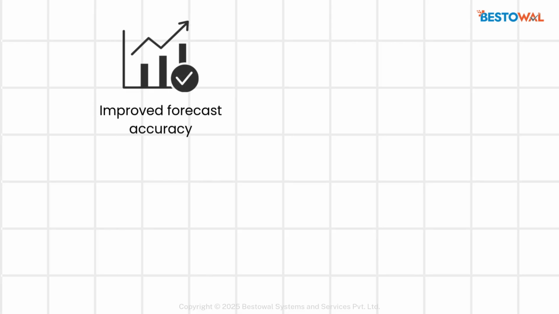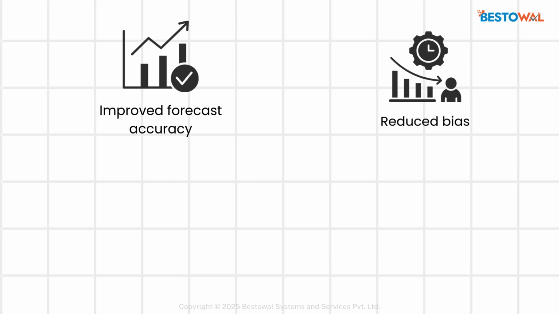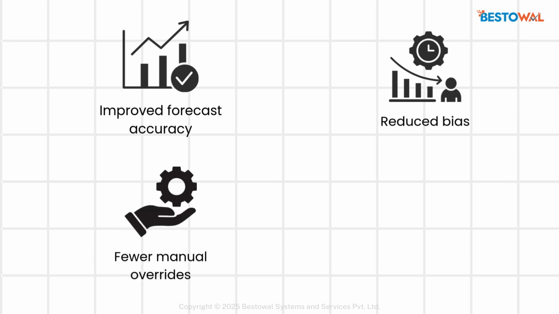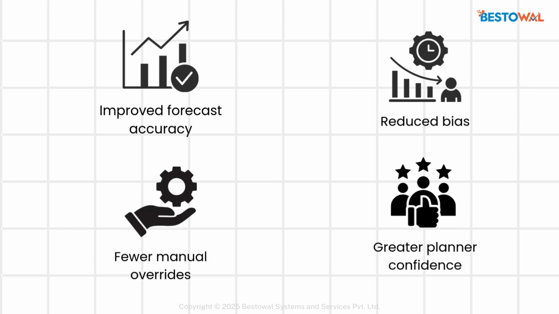How do we know this is working? You'll see improved forecast accuracy, reduced bias, fewer manual overrides, greater planner confidence. When planners trust the baseline forecast, cleansing is effective. This discussion really clarified the logic behind missing value substitution and IQR-based outlier correction. It feels more structured than what we're doing today.